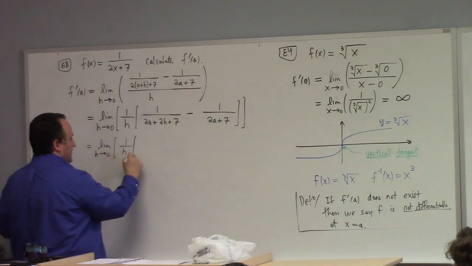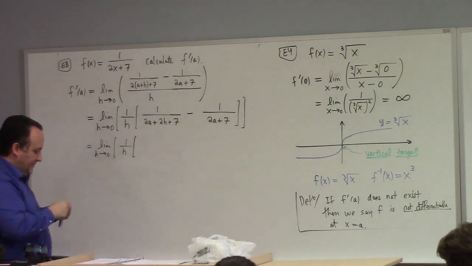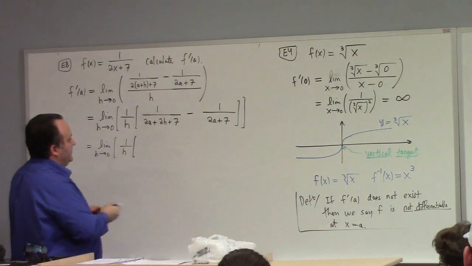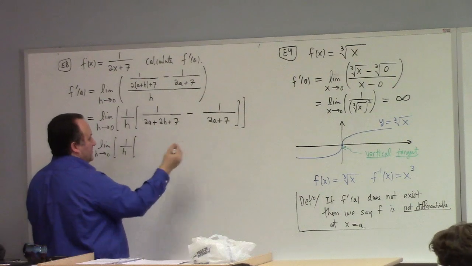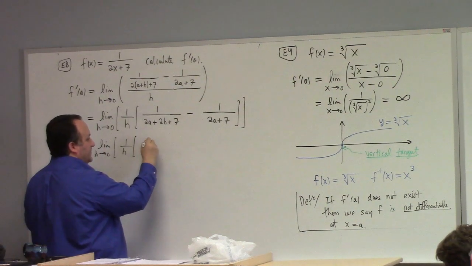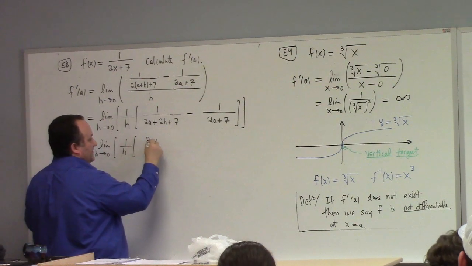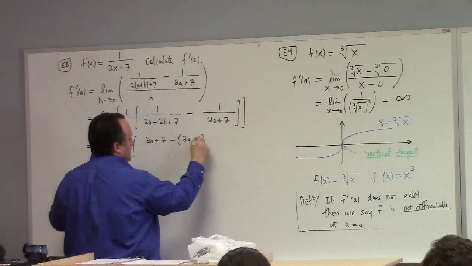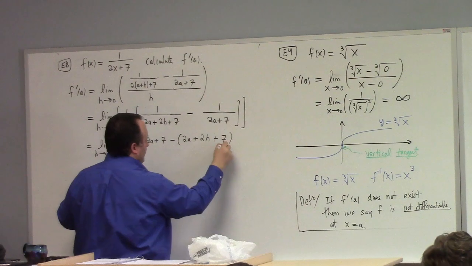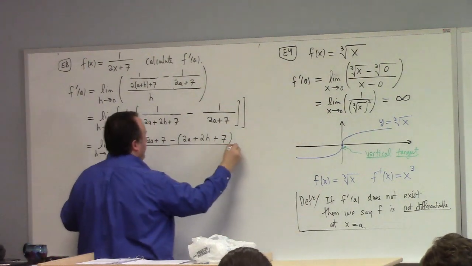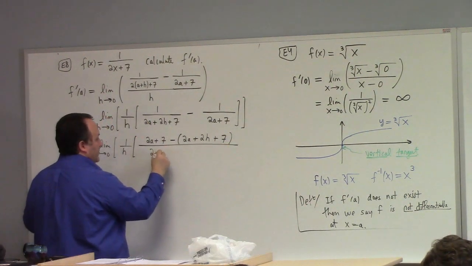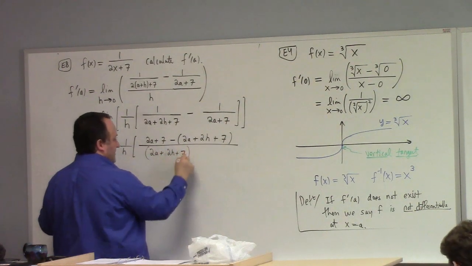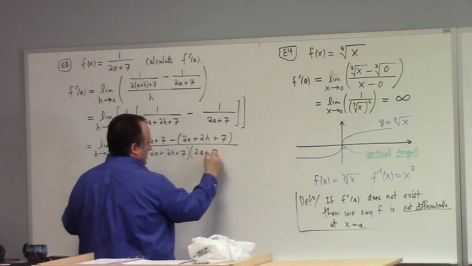Combine fractions, right? I like it. Let us make a common denominator. Here there's really nothing common, so we're just going to multiply the denominators. Basically, the cross multiplication trick. So what we got here is a 2a plus 7 minus, parentheses are really important, 2a plus 2h plus 7, like that, divided by 2a plus 2h plus 7 times, parentheses, 2a plus 7.